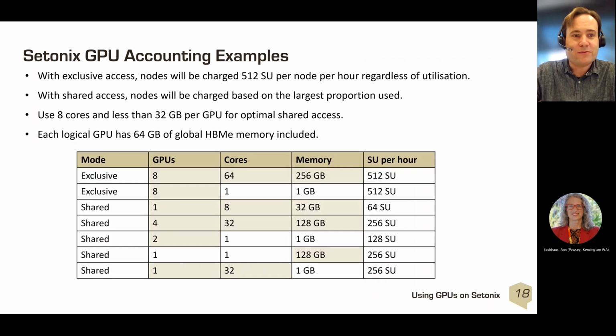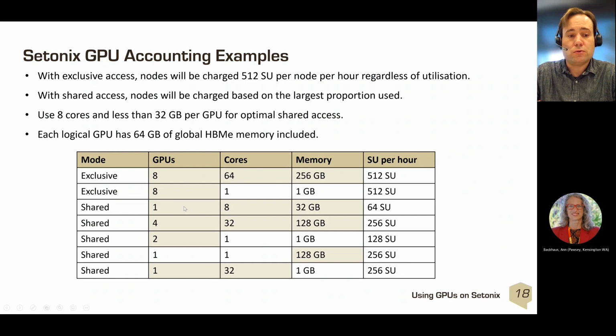So here we have the examples for the Setonix GPU accounting. And in this table here, we're looking at the greatest proportions and how much is charged. So for the first 2 examples, we have the nodes being requested in exclusive mode. So here the job's using all of the GPUs, cores, and memory and being charged 512 SU per hour. In the second example, it's running on only 1 core and only using a little bit of CPU memory, but still using all 8 GPUs. But regardless of whatever resources we used here, because it's in exclusive mode, it still gets charged 512 SU.